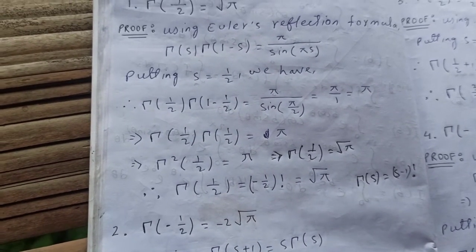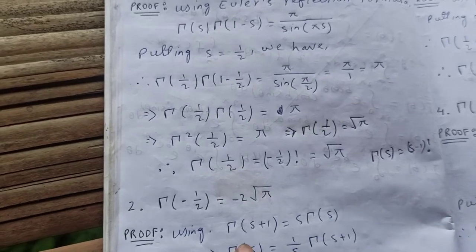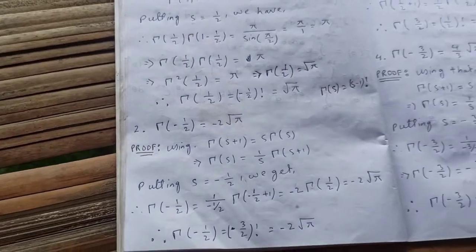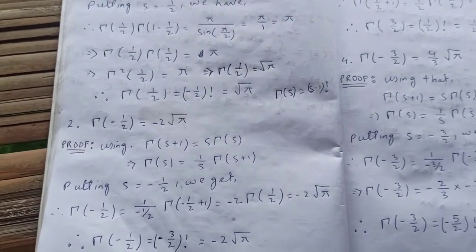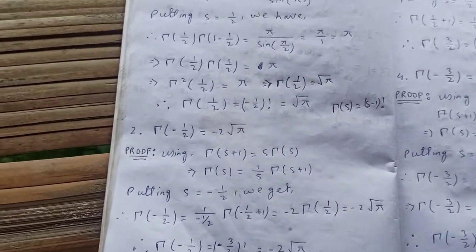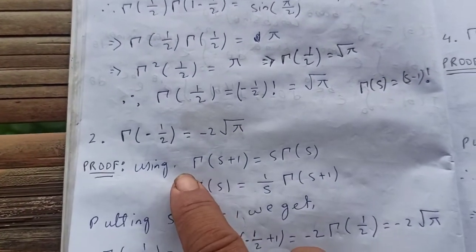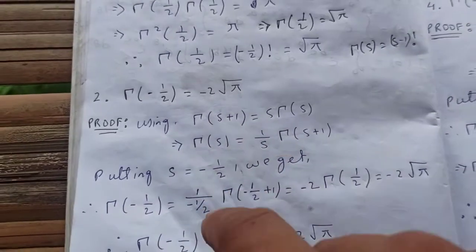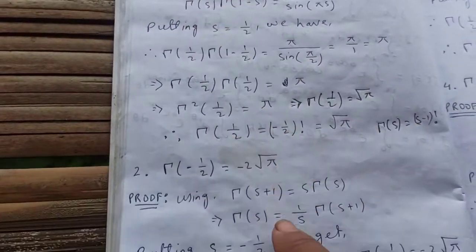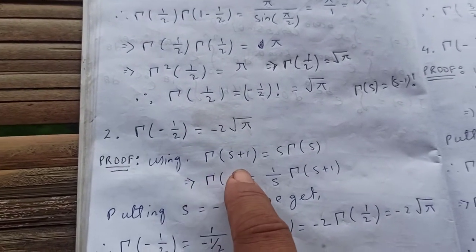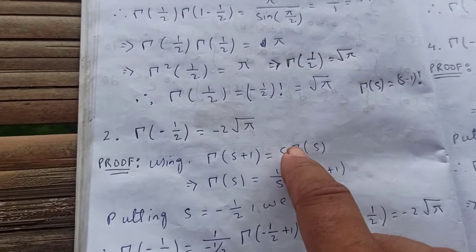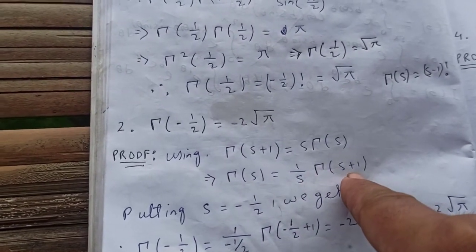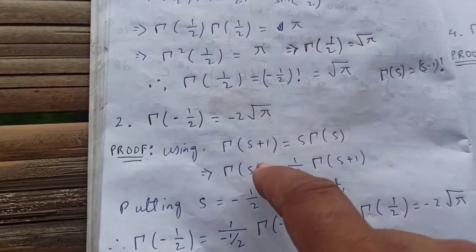Now the second one is gamma of negative half. Here we had positive half, here it is negative half. We are going to prove that gamma of negative half is negative 2 times the square root of pi. I'm going to use gamma half, and the property gamma of s plus 1 is s gamma s. We know this one, so gamma s is 1 over s times gamma of s plus 1, dividing both sides by s.